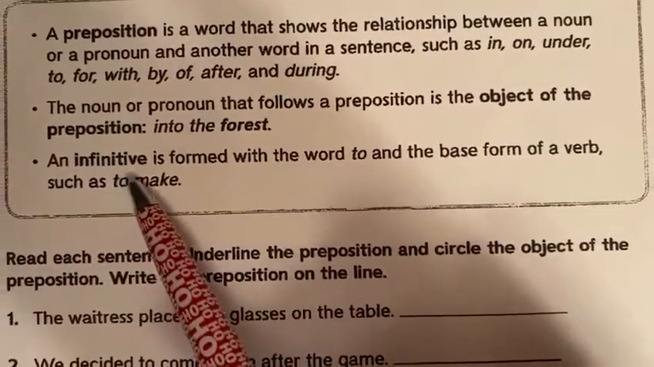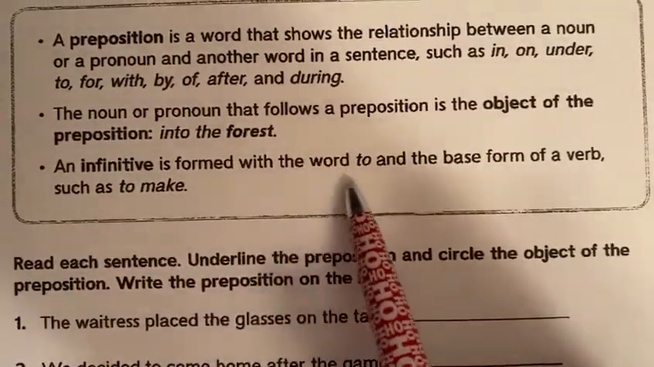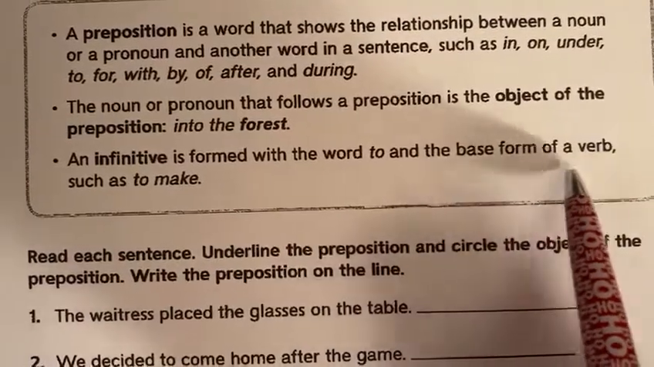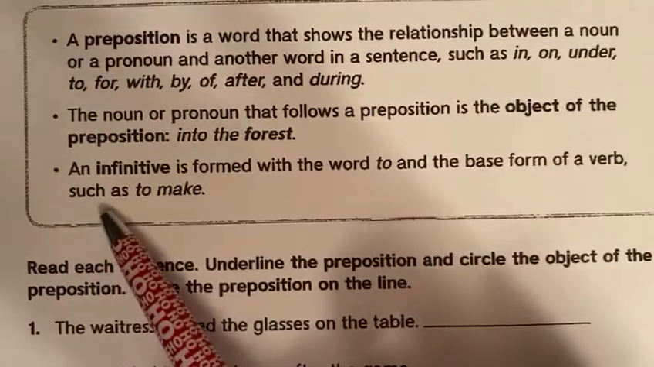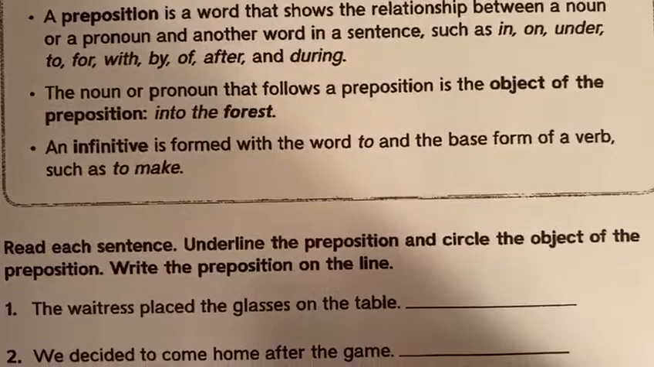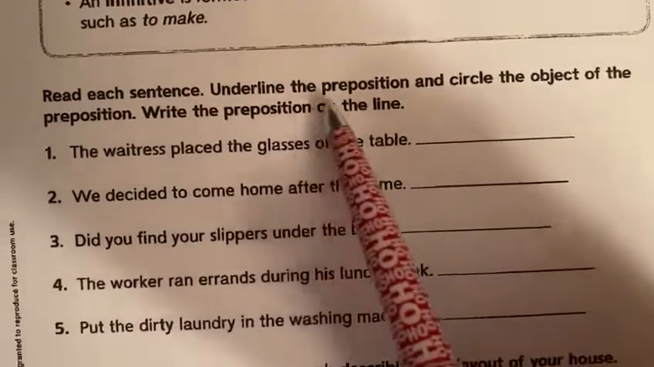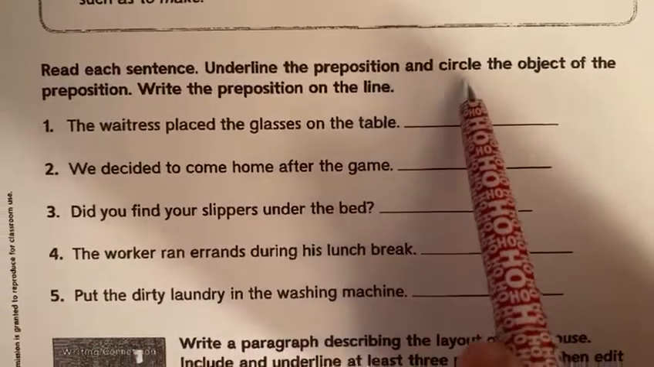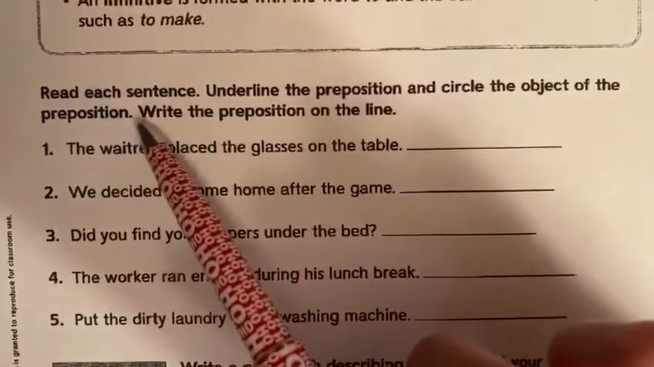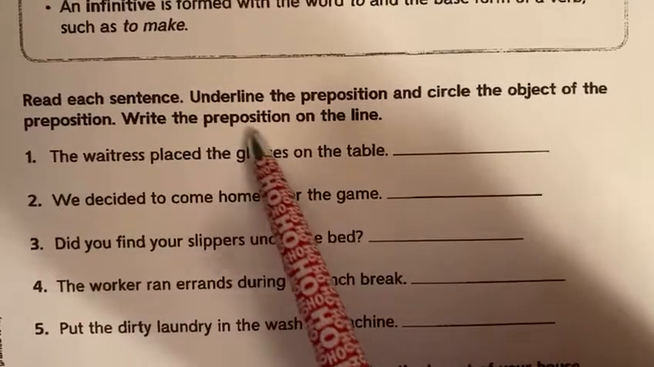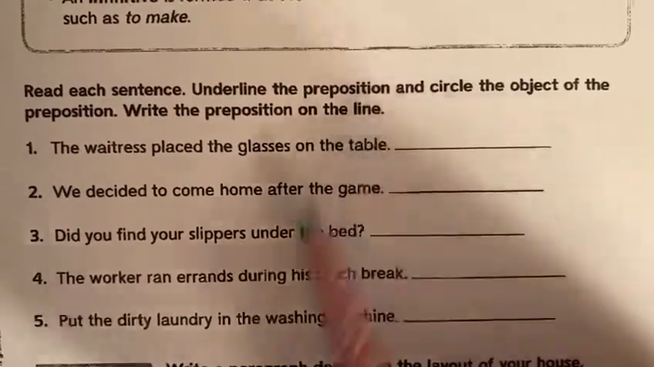An infinitive is formed with the word to and the base form of a verb. Example, to make. Read each sentence. Underline the preposition and circle the object of the preposition. Write the preposition on the line.